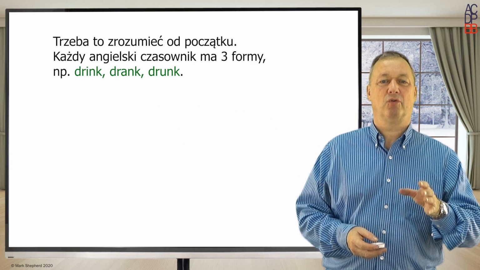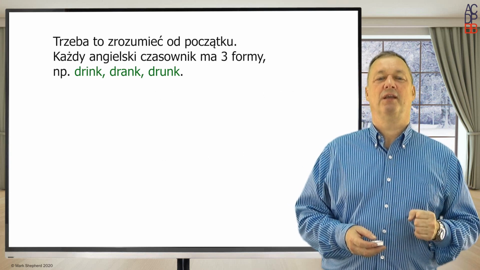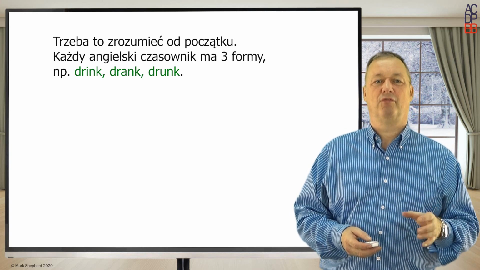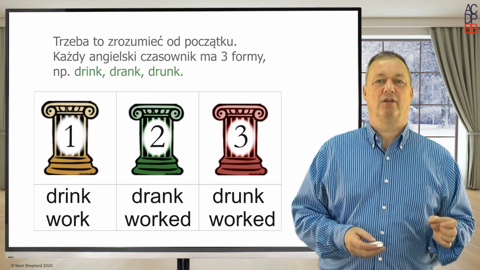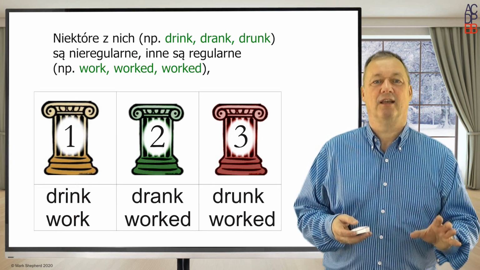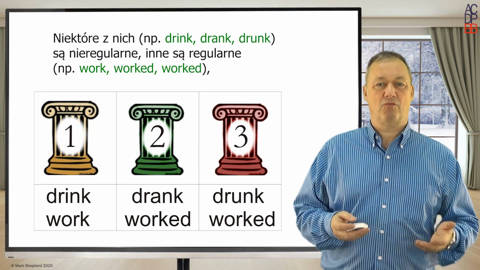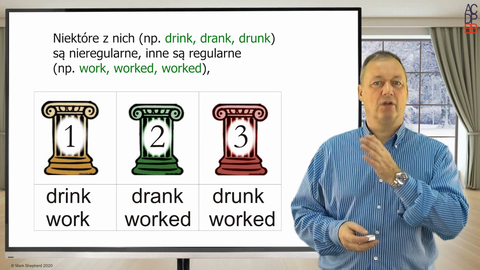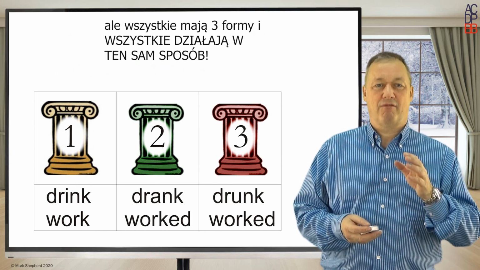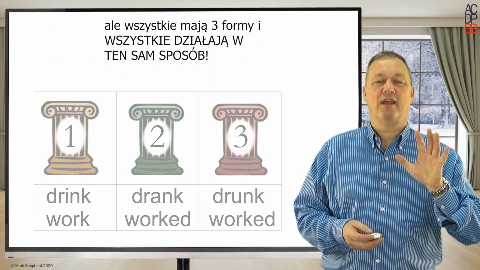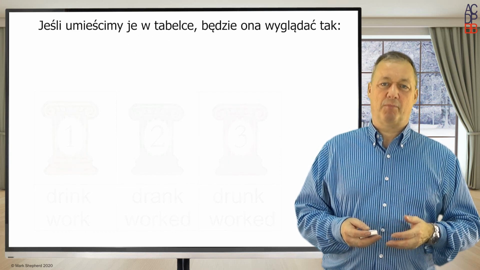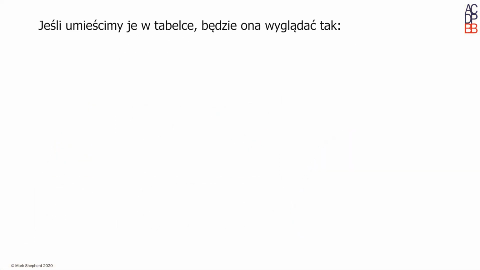This is important to understand from the very beginning. Every English verb has 3 forms. For example, drink, drank, drunk. Some of them, for example, drink, drank, drunk, are irregular. Some of them are regular. For example, work, worked, worked. But they all have 3 forms and they all work in the same way. Okay, if we put them in a table, it looks like this.